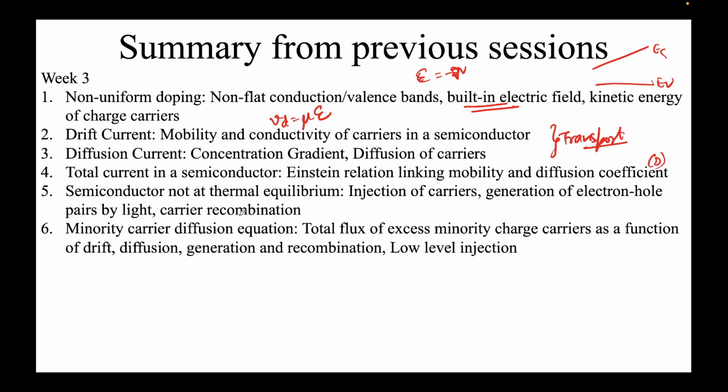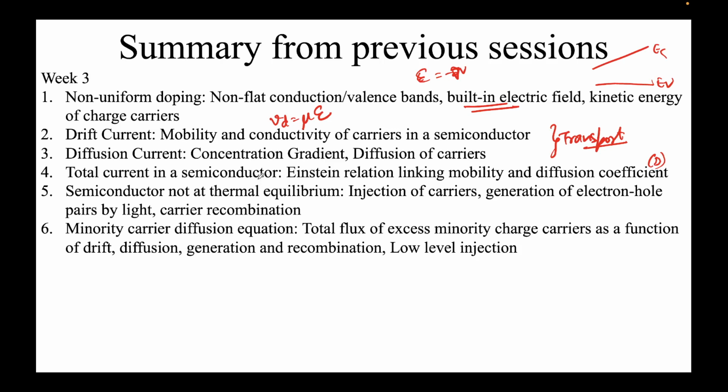However, all this analysis is when the semiconductor is at thermal equilibrium. It may not be at thermal equilibrium, which can happen when you connect to a battery. Carriers will be injected, or you can shine light. There will be generation of electron-hole pairs, or they can recombine if there is a large concentration of them. Finally, we condensed all this understanding of a semiconductor not at thermal equilibrium into something called the minority carrier diffusion equation. For more details, you can refer to the lecture slides of Professor Naresh or the videos that I have uploaded on my channel.